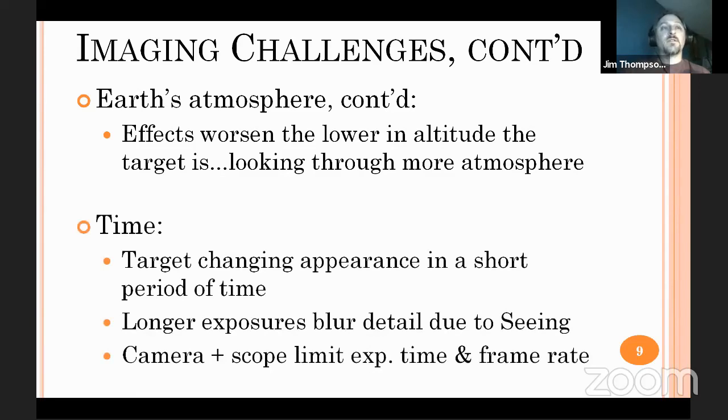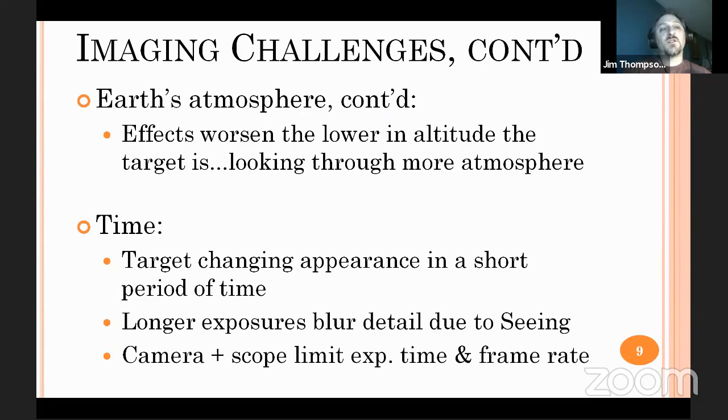So the other thing that's a challenge is dealing with the time aspect. As I mentioned, the targets that we're looking at are changing in time, like the planets are rotating, and you can see the change over the course of minutes. Jupiter is a good example of that. It rotates fairly quickly. The shadows on the moon are changing with time as it's going around in its orbit. And then you have things moving around because of the seeing.